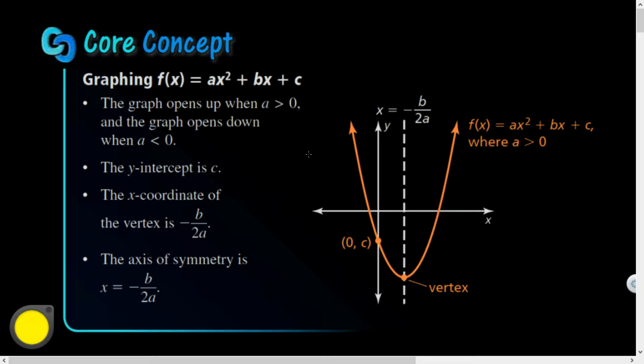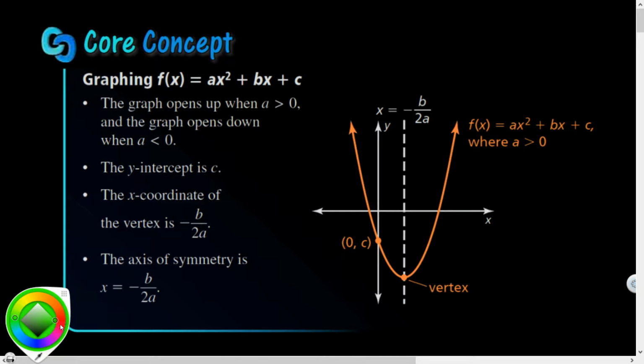So here are some interesting facts about this graph. The graph opens up when A is positive. All right, we knew that, right? So A still is going to affect the steepness of our parabola, but this B actually affects the steepness a little bit as well. But when A is positive, it will open up. When A is negative, the graph will open down.